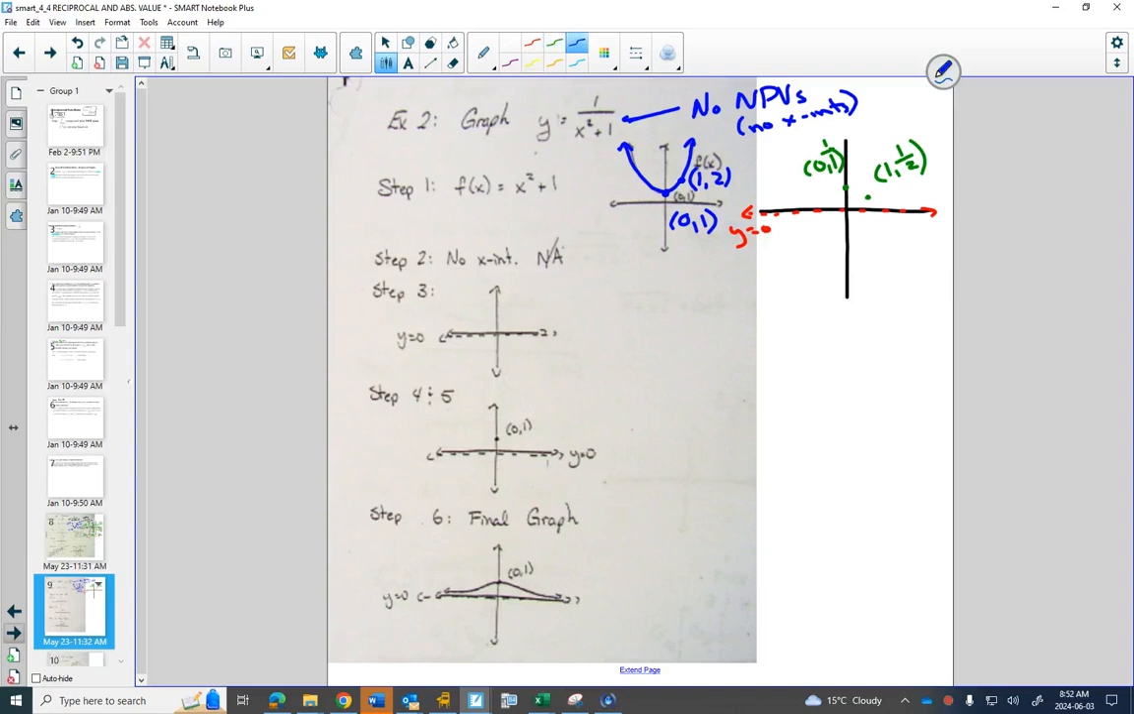If I plugged in 2, I'd get 2, 5. And on my reciprocal graph, I get 2, 1 over 5. And similarly, I'd have the same points on the other side. If you did this graph in grade 11, sometimes the teachers call this the speed bump graph. So it looks like a little speed bump. You didn't do this in grade 11, well, what introduced you to the speed bump?